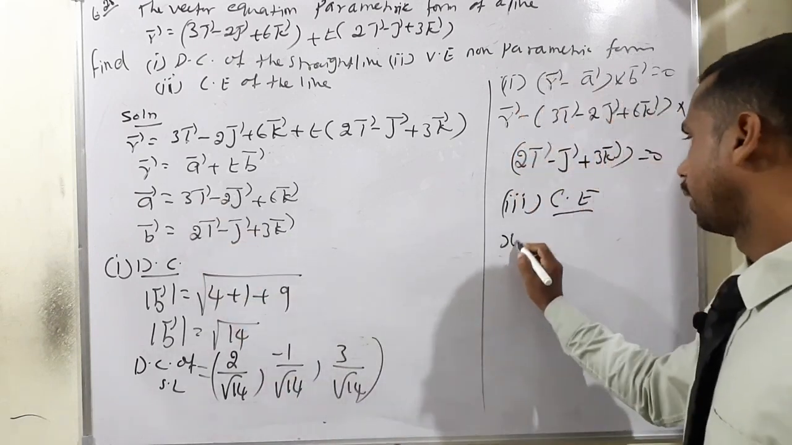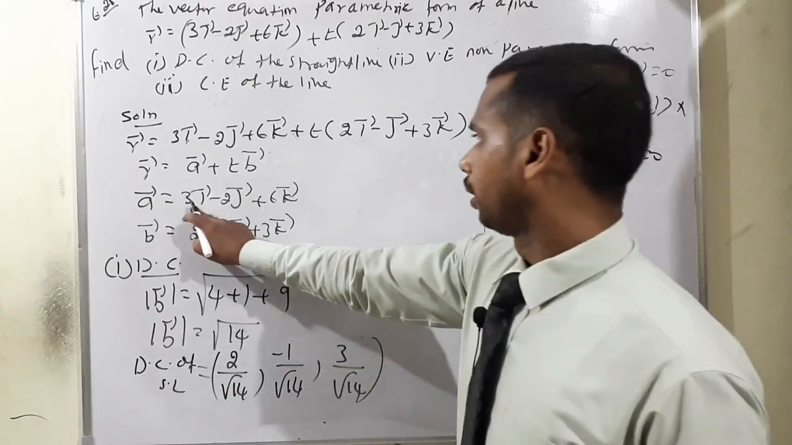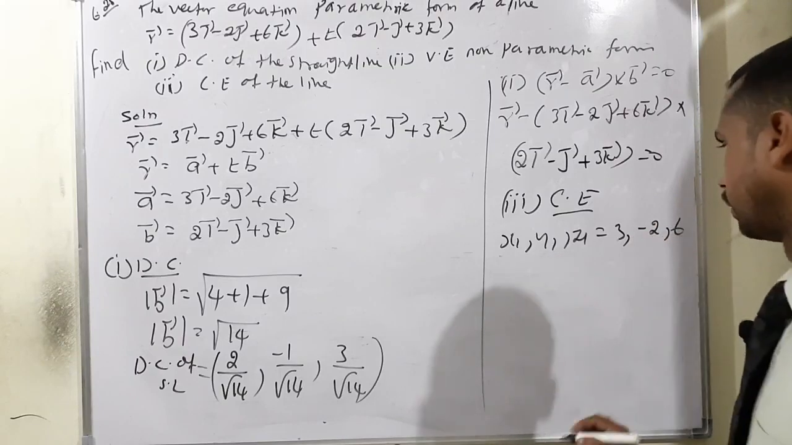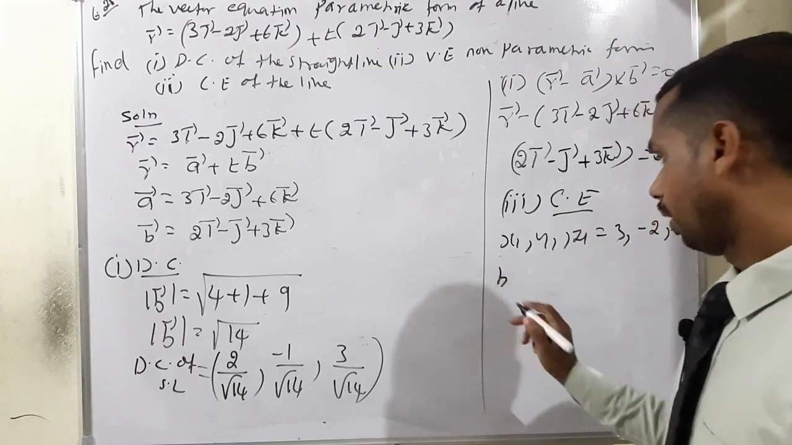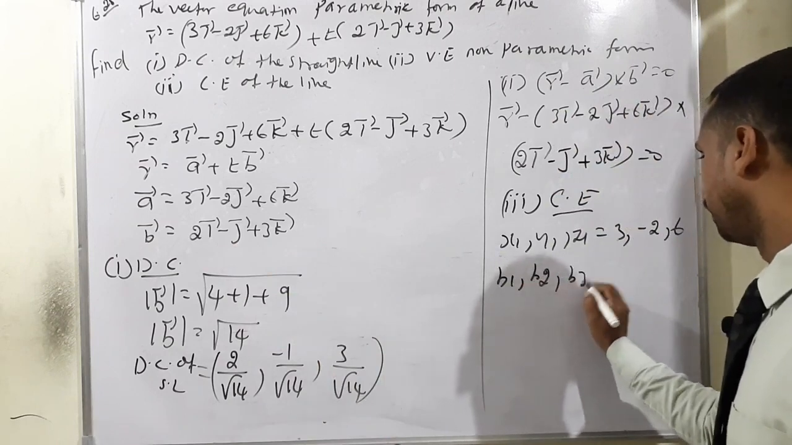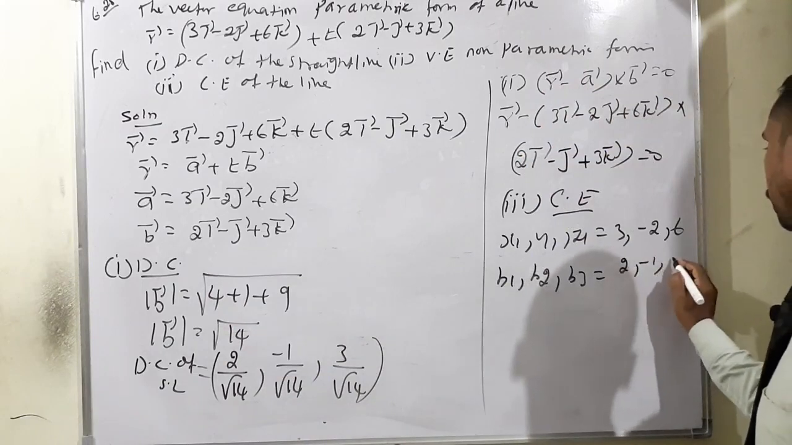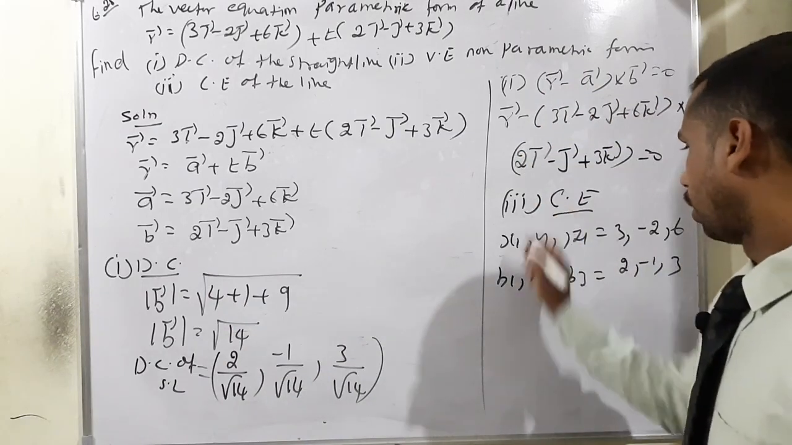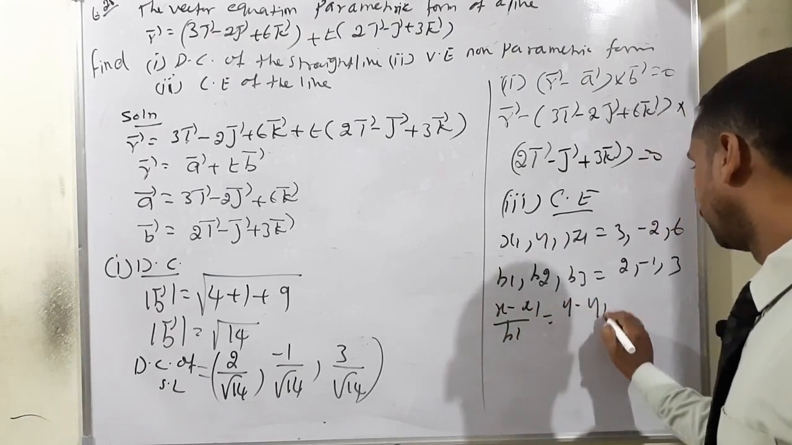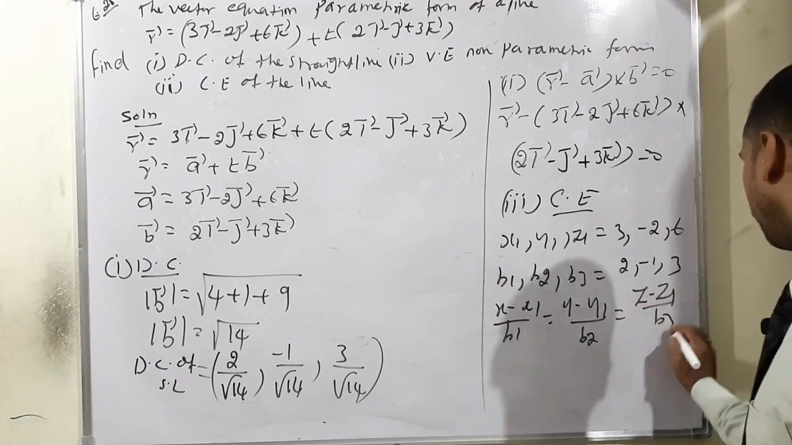The point means x1, y1, z1 is equal to 3, minus 2, 6. Then the direction vector means b1, b2, b3 is equal to 2, minus 1, positive 3. The formula for the Cartesian equation means (x minus x1) by b1, then (y minus y1) by b2 is equal to (z minus z1) by b3.